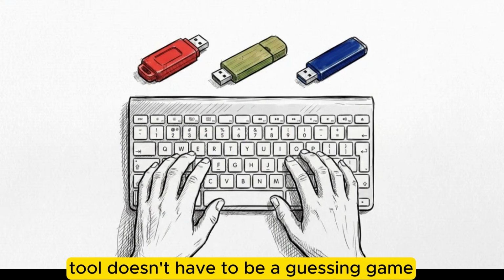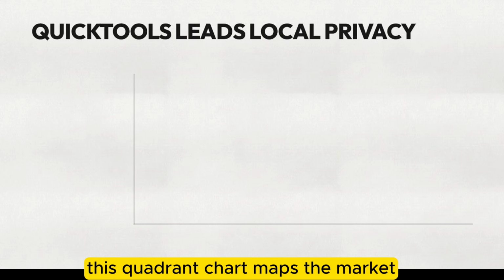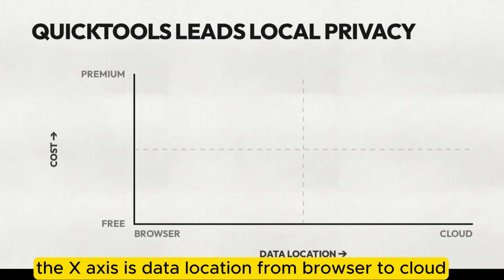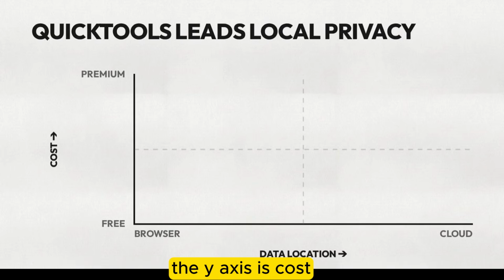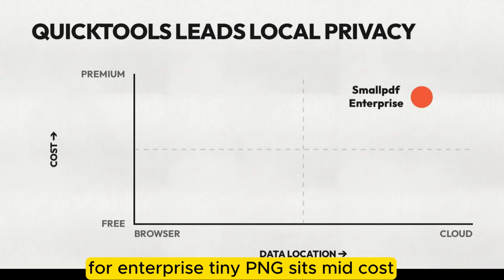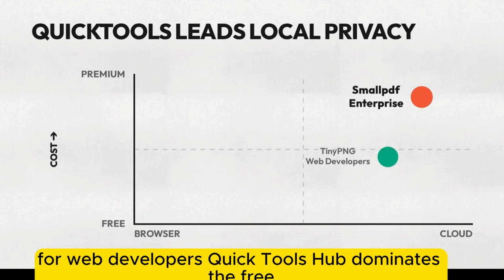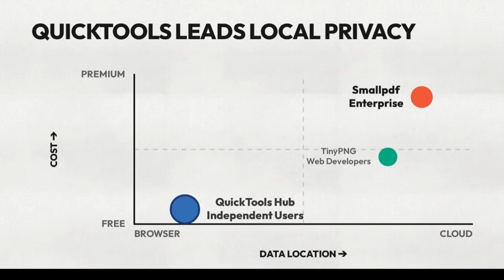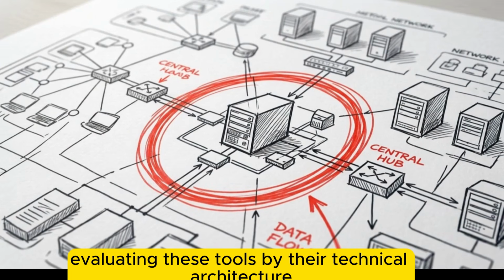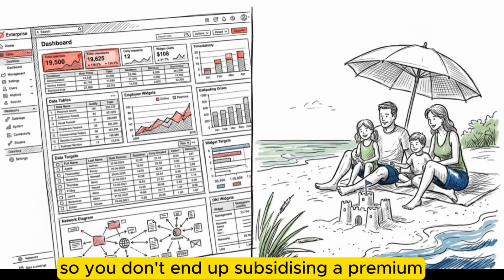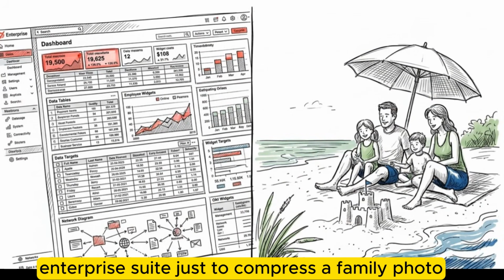Choosing your daily driver tool doesn't have to be a guessing game. This quadrant chart maps the market. The x-axis is data location, from browser to cloud. The y-axis is cost. Small PDF anchors the high-cost cloud quadrant for enterprise. TinyPNG sits mid-cost for web developers. QuickTools Hub dominates the free local browser quadrant for privacy-conscious independent users. Evaluating these tools by their technical architecture shows exactly what you are paying for, so you don't end up subsidizing a premium enterprise suite just to compress a family photo.